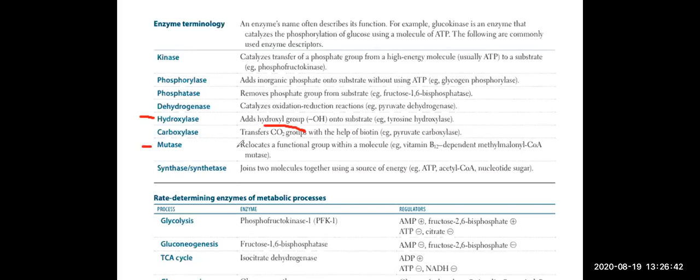When we talk about mutase, it relocates a functional group within a molecule. So it's like changing the positions. It is causing mutation. So they have given the example of vitamin B12 dependent methylmalonyl CoA mutase.